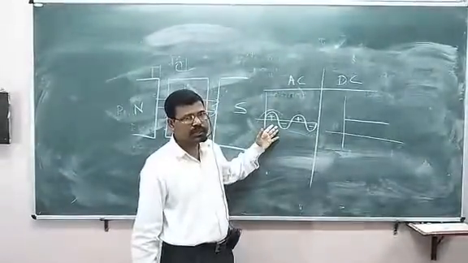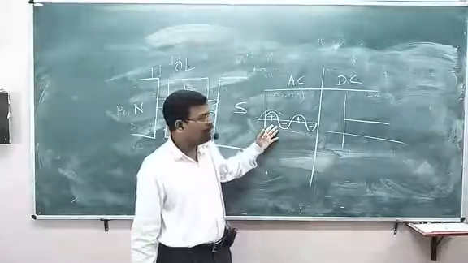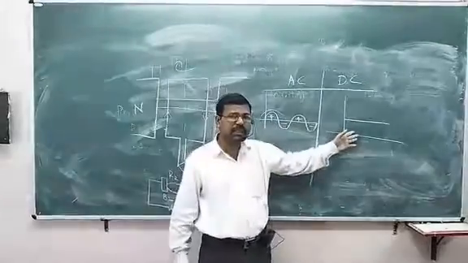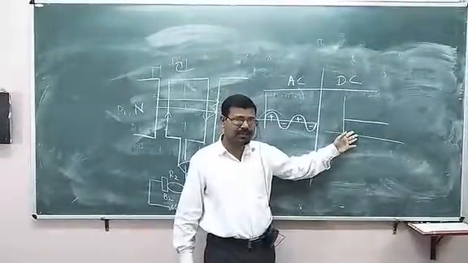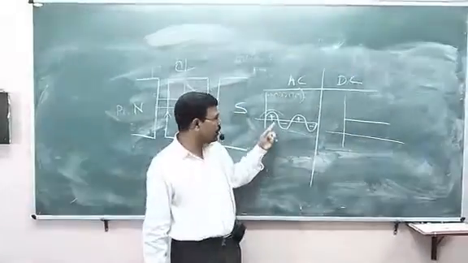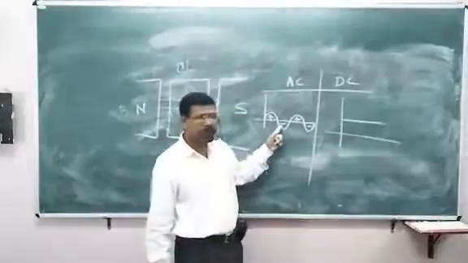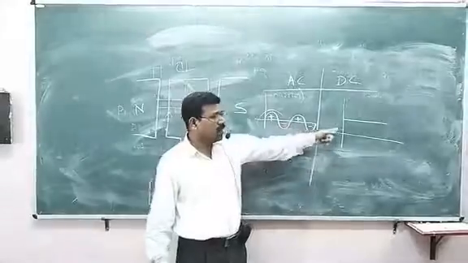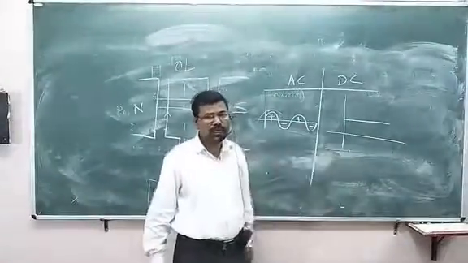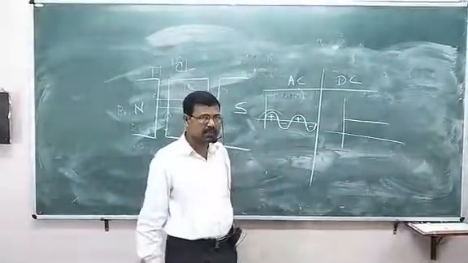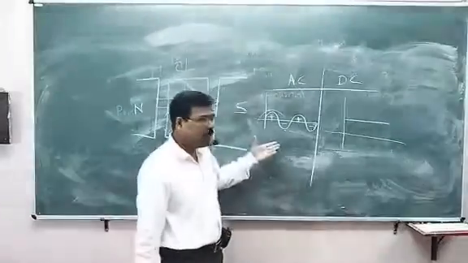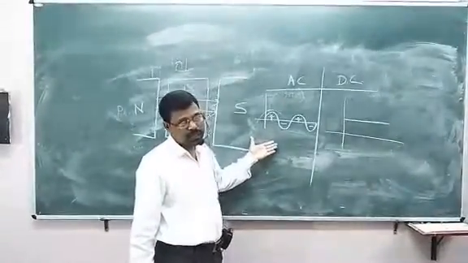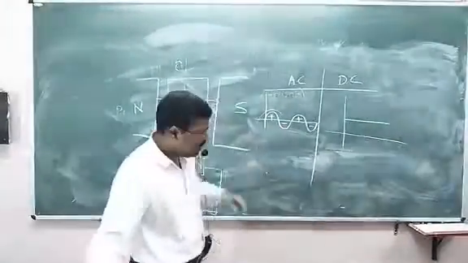AC is dangerous to life, but DC is less dangerous. AC attracts because it contains positive and negative cycles. DC contains only positive cycles. It repels. Okay, AC is more dangerous than DC.